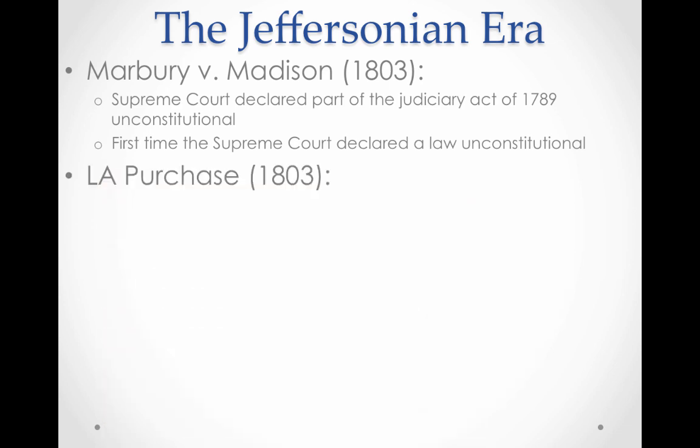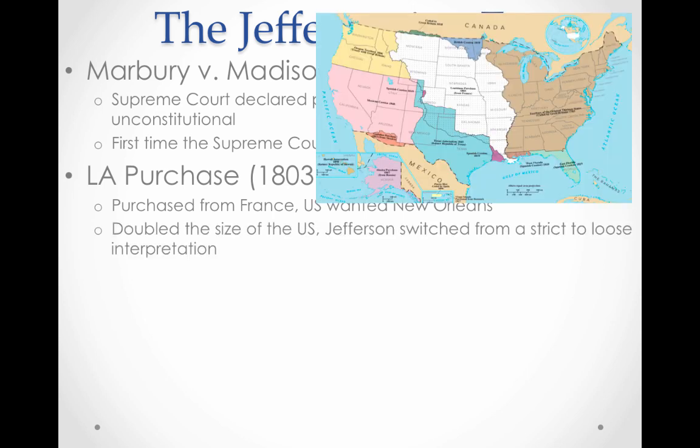All right, same year, we have the Louisiana Purchase. It was purchased from France, and in reality, the U.S. only wanted the city of New Orleans because it was located on the Mississippi River in the Gulf of Mexico. And ultimately, France says you can have all of this area here in white, plus this little bit of green, if you purchase it. So Jefferson does, and he switches his interpretation of the Constitution from a strict to loose interpretation.